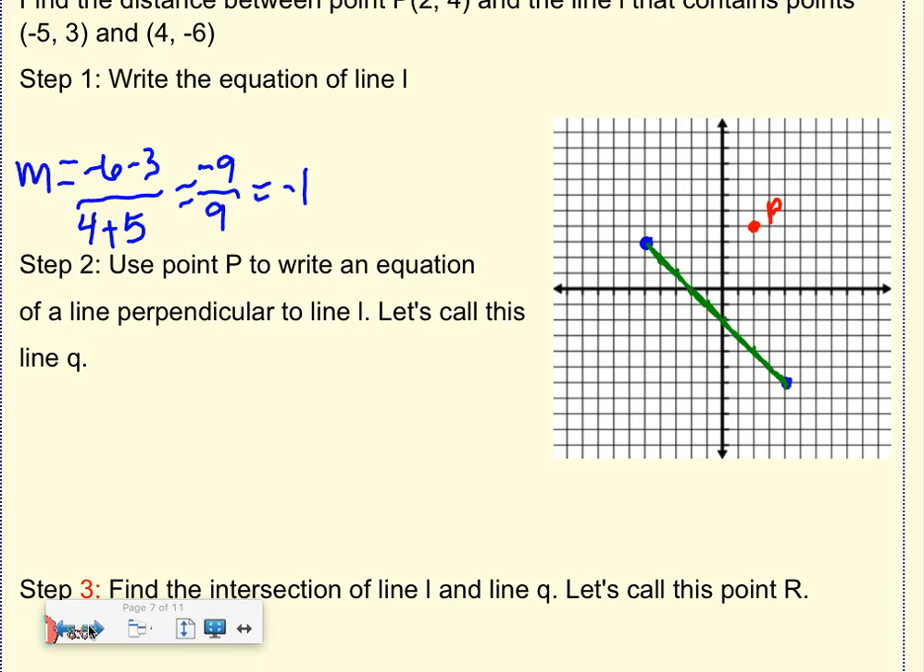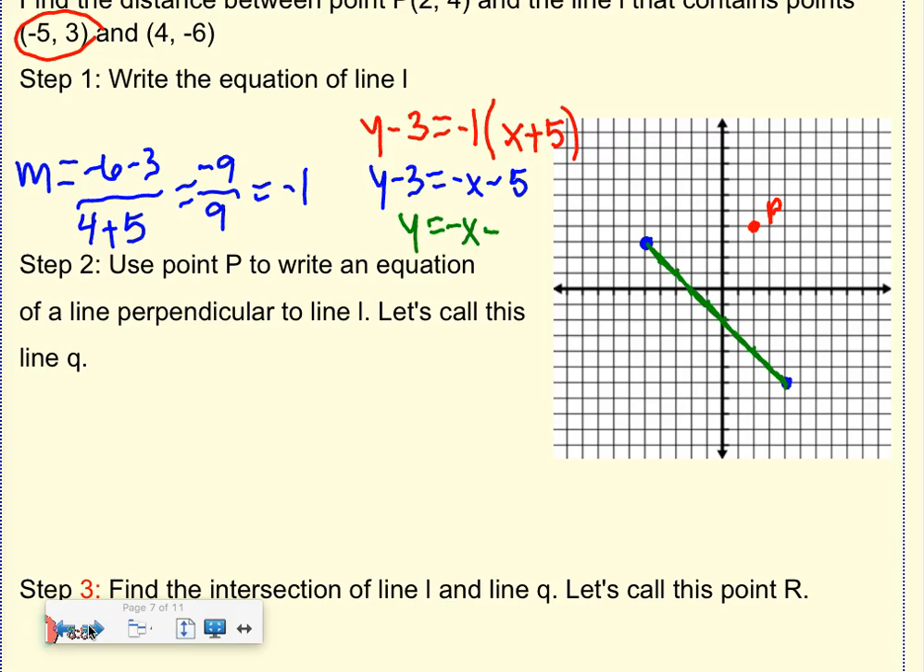You guys want to use the first point? Okay. So we're using this point and our slope. So y - 3 = -1(x + 5). Then we want to get y alone, so distribute, right? Did you guys get y = -x - 2?